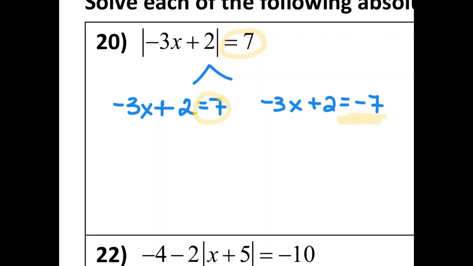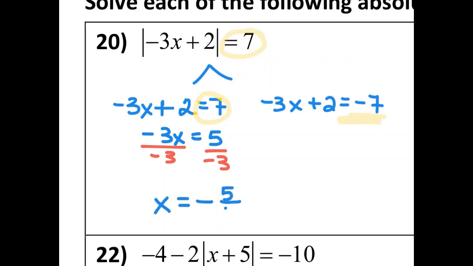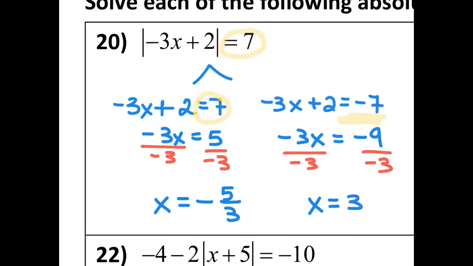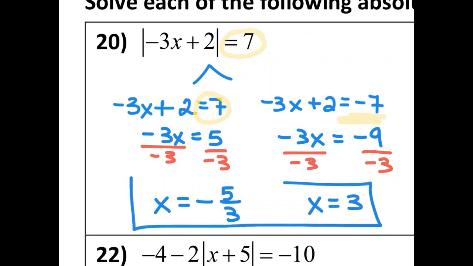So I'm going to subtract 2 from both sides. Negative 3x equals 5. And then I'm going to divide both sides by negative 3. And so here, x equals negative 5 over 3. And then on the other side, negative 3x equals negative 9, and I'm going to divide both sides by negative 3, and x is equal to positive 3. So my two answers to number 20 are negative 5/3 and 3.